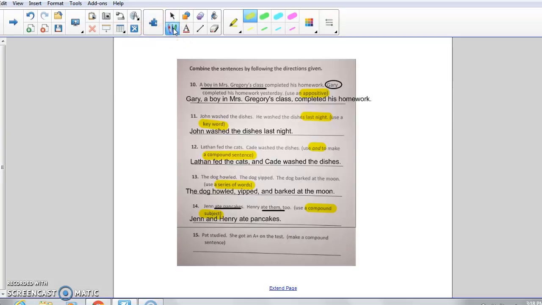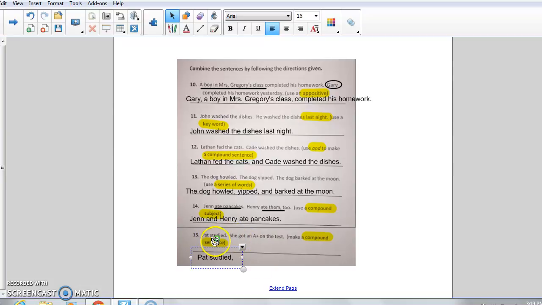Last one, number 15. Pat studied. She got an A+ on the test. This time it says make a compound sentence. All right. So we've got to make 2 sentences. They do not tell us what conjunction to use, so we're going to have to figure that out because we know with a compound sentence, you have to use a comma and a conjunction. All right, so let's do this. Pat studied, comma, what conjunction should we use?